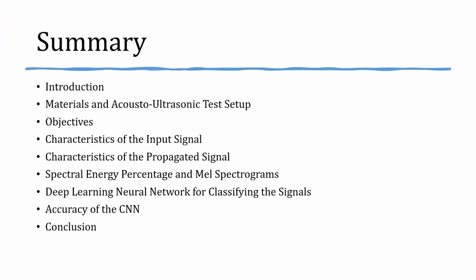This is the summary of my presentation. First, I will introduce you to the basics of acousto-ultrasonics and cotton steel, followed by the materials and the test setup that we used, and then the objectives of this research work. This will be followed by the characteristic features of the acoustic waves studied using wave packet transform, Mel spectrograms, and fast Fourier transform. And then I will introduce you to the architecture of the deep neural network that we designed for the study, and then the accuracy of the CNN that we have trained. Finally, the conclusion.